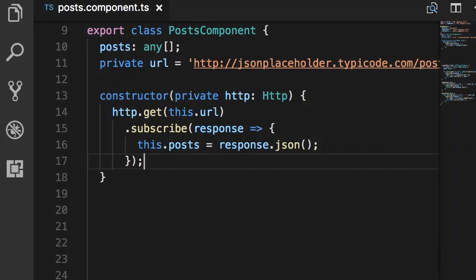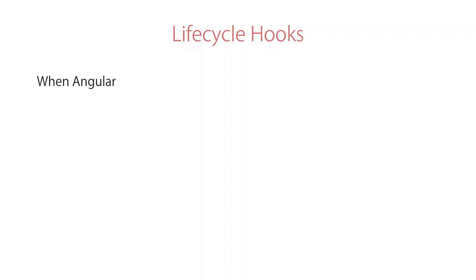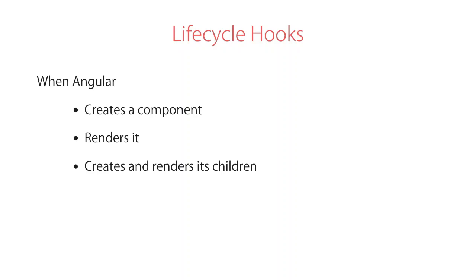Then you might ask, when can we get these posts from the server? Well, components in Angular have what we call lifecycle hooks. So there are special methods that we can add to our component, and Angular will automatically call these methods at specific times during the lifecycle of a component. For example, when Angular creates a component, renders it, creates and renders its children, or when it destroys a component, these are examples of lifecycle events. At this point, Angular will call specific methods in our component if they are defined.